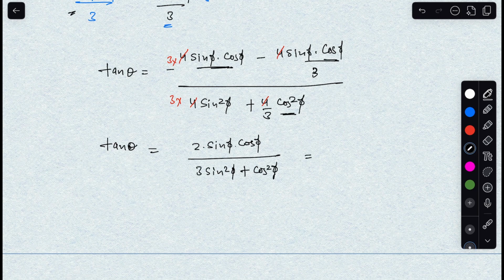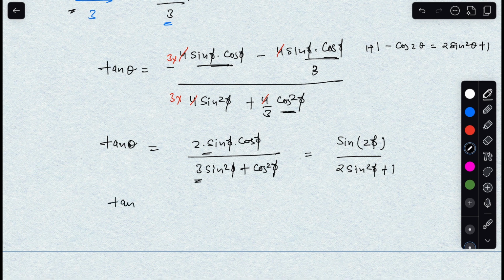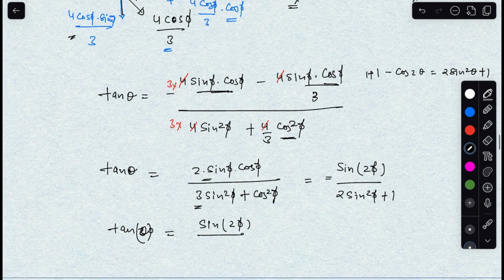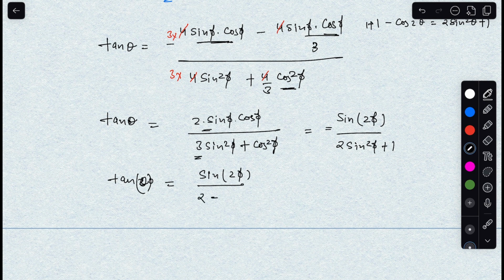Let us do a bit of simplification here. So this is basically sine 2 phi, and the denominator is 3 sine square phi plus cos square phi. I can write it as 2 sine square phi plus 1, since sine square phi plus cos square phi is 1. We know that 1 minus cos 2 theta is 2 sine square theta. So tan theta becomes equal to sine 2 phi in the numerator, and in the denominator we have 2 minus cos 2 phi.